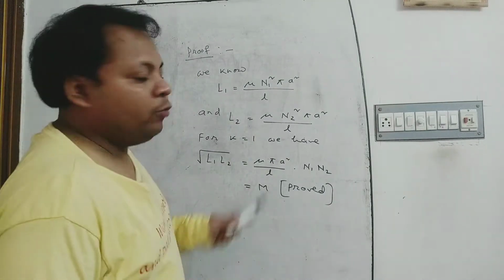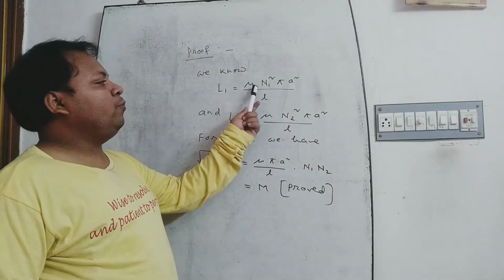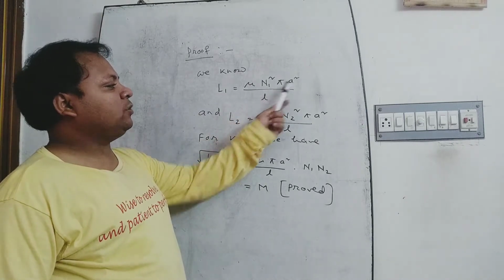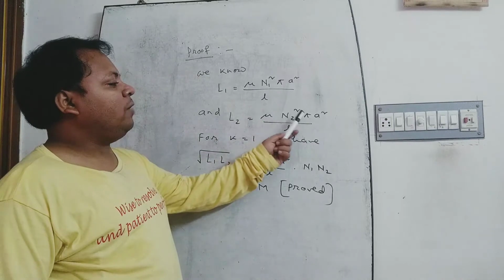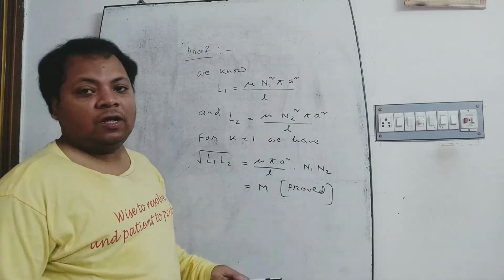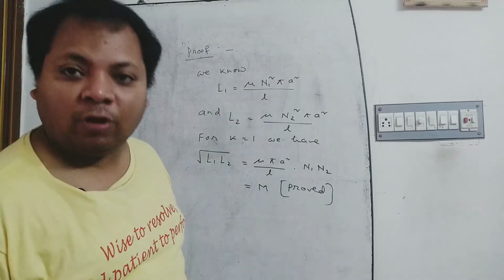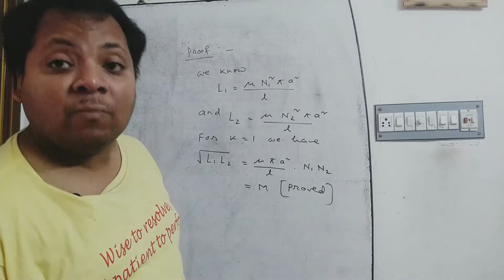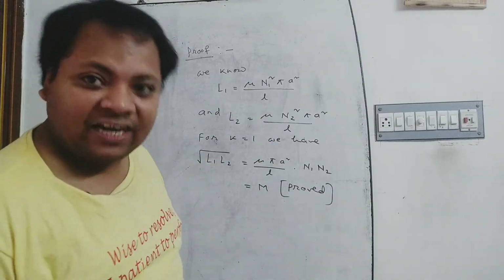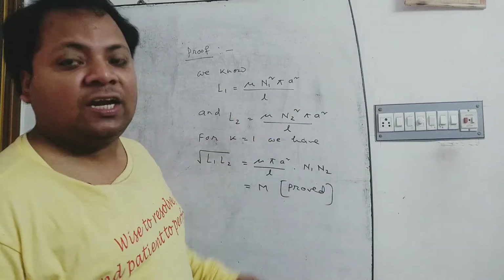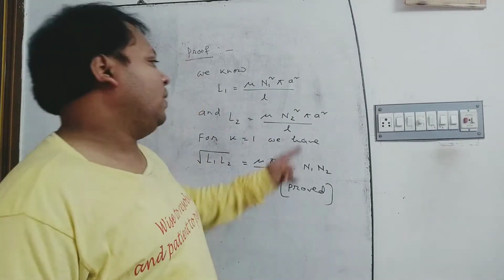Proof. We know that L1 is equal to mu n1 square pi a square by l, and L2 is equal to mu n2 square pi a square by l. Here n1 is the total number of turns of the first coil, and n2 is the total number of turns of the second coil. l is the length of both coils.